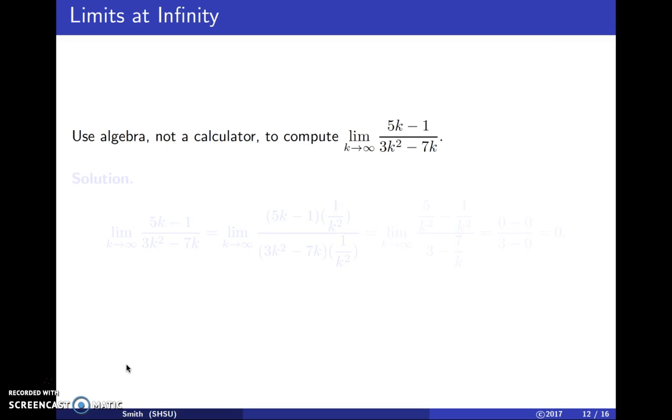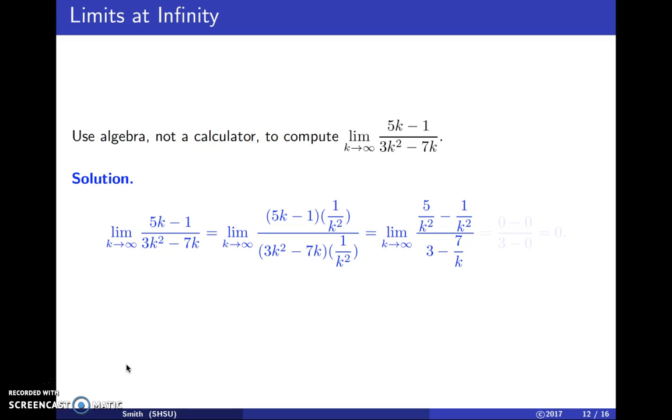One more. Let's take this limit using algebra. Here the variable is k instead of x. That's all right. If I multiply top and bottom by 1 over k squared and clean it up, the numerator is 5 over k minus 1 over k squared. The denominator is 3 minus 7 over k. And so I'm going to get 0 over 3, which is just 0.